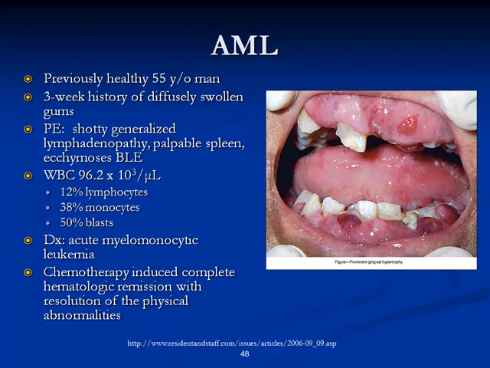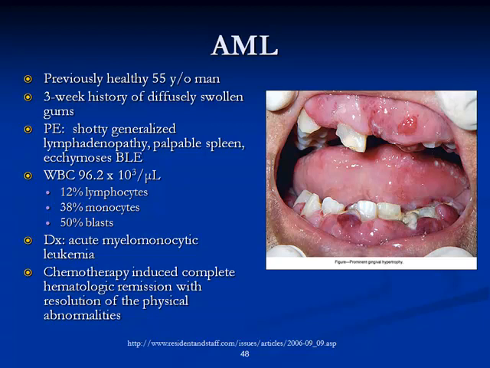Here's a little case study of an adult with acute myelogenous leukemia: a previously healthy 55-year-old man who comes in with swollen gums. He's got shoddy generalized lymphadenopathy. So lymphadenopathy, we looked at the picture last week as the swollen lymph nodes, and shoddy means it's like buckshot, you know, what do you call those little pellets? BBs, yeah, that kind of feel to it. Palpable spleen and ecchymosis on his bilateral lower extremities.